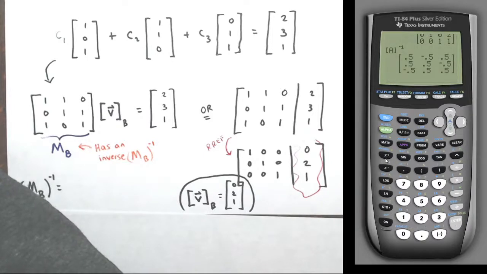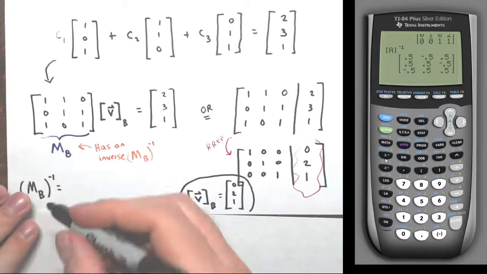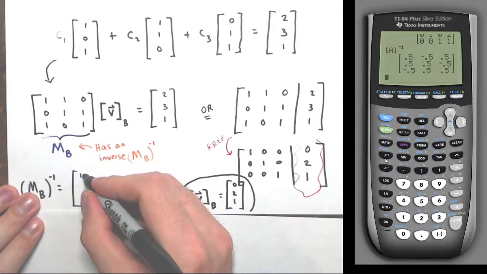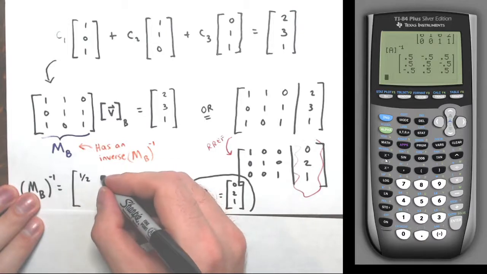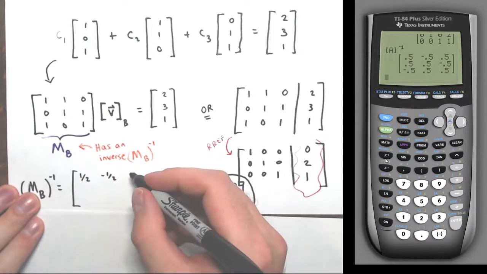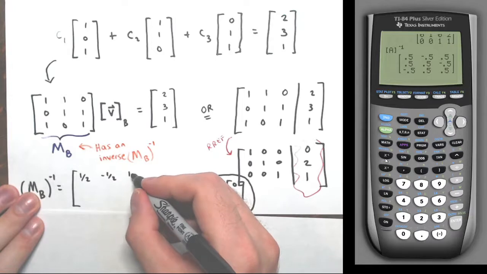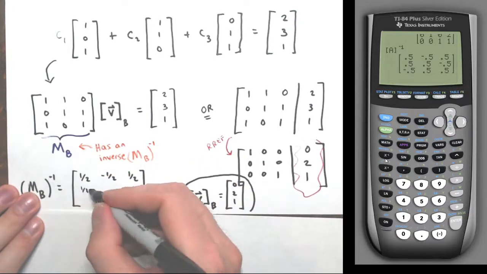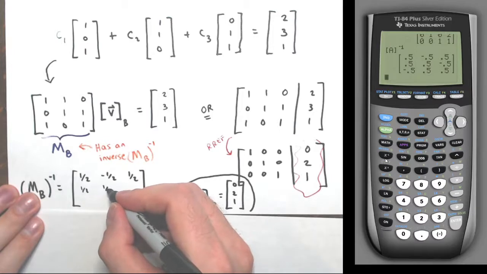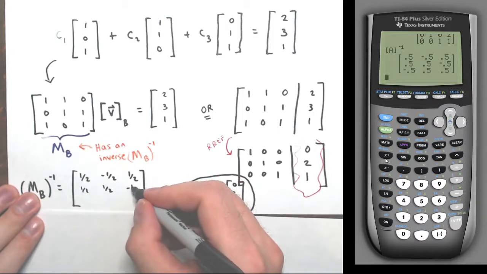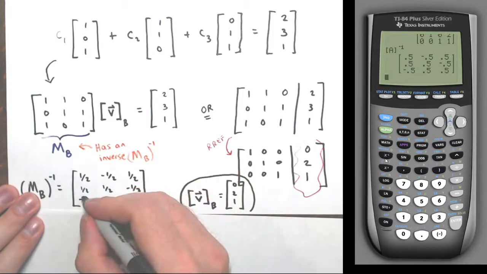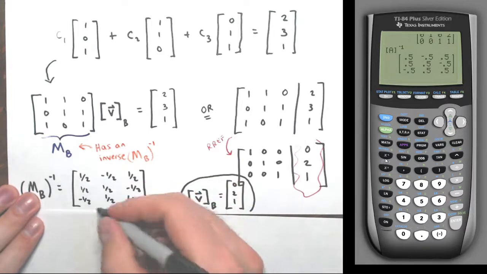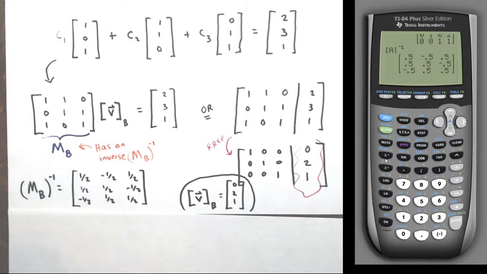All right, those are all halves. So there's 1/2, negative 1/2. I guess I could pull the half out, pull the scalar out, but let's leave it this way: 1/2, 1/2, negative 1/2, negative 1/2, 1/2, and 1/2. Right? This 3x3 matrix is the inverse of that one.